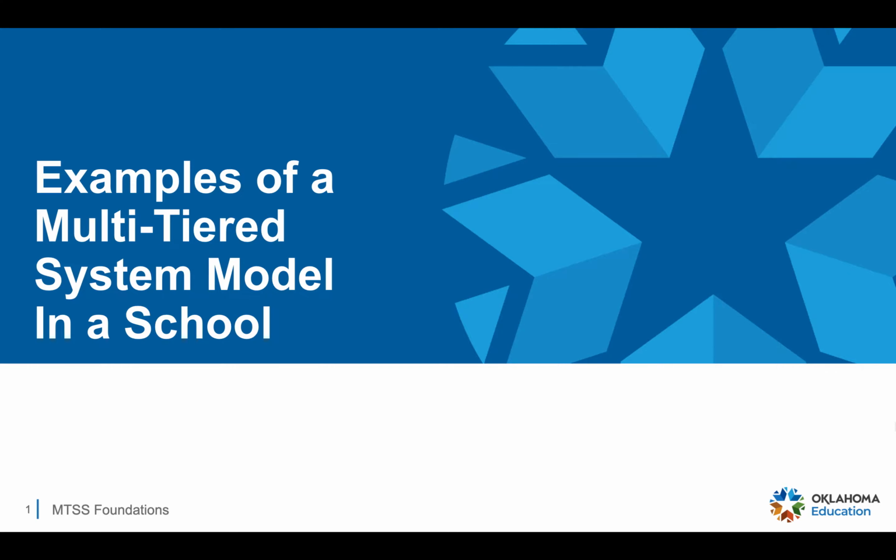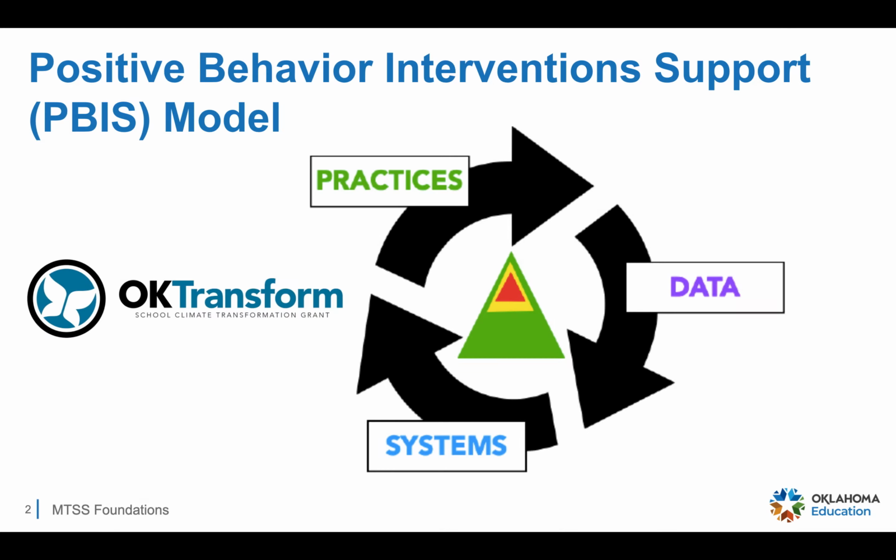Examples of a multi-tiered system model in a school. We looked closer at this infographic in Module 2. The PBIS, or Positive Behavior Interventions and Support, model addresses the critical features of practices, data, and systems. These three critical features work together to promote positive, predictable, and safe environments for everyone in a school setting.